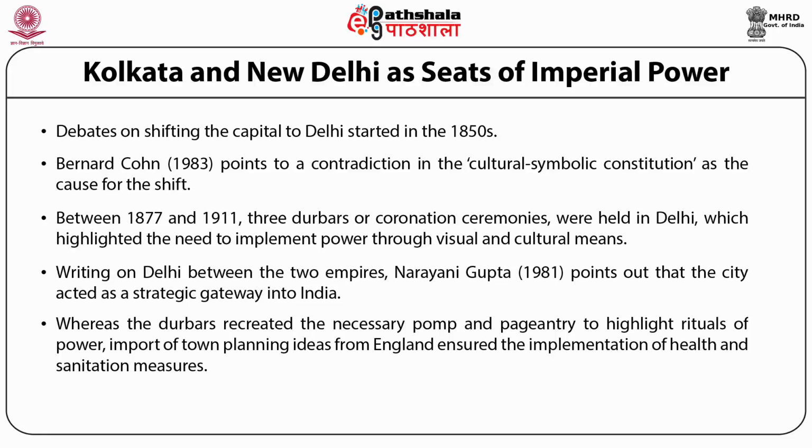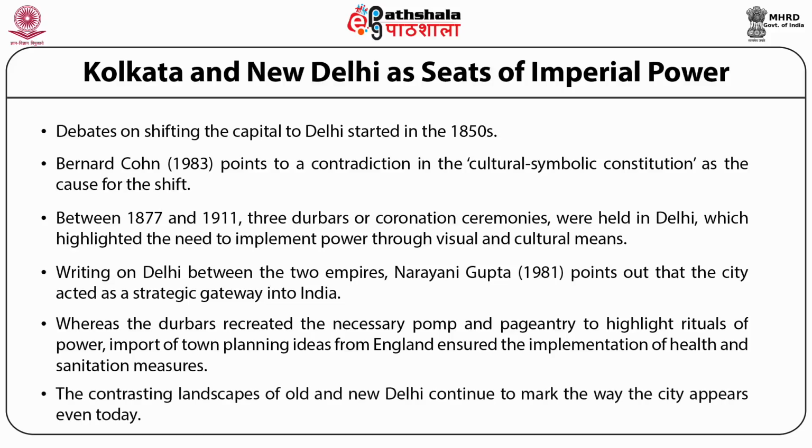From the hexagonal layouts of the roads, the broad avenues, and the clear lines of classical architecture used to build the Viceroy's House, which is now the Rashtrapati Bhavan. The debates around planning New Delhi belied the political ambitions associated with colonial rule. The contrasting landscapes of old and new Delhi continue to mark the way the city appears even today.